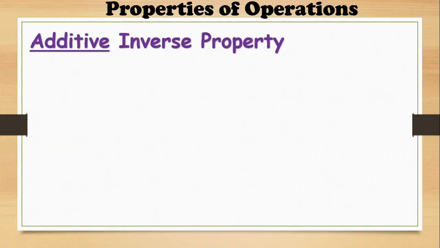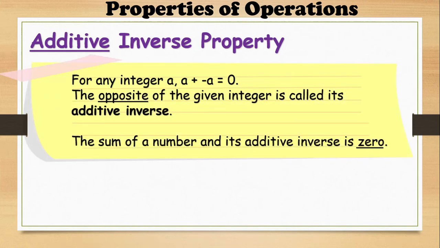Next, additive inverse property. So for any integer a, a plus negative a is equal to 0. So mapansin nyo dun sa integers, yung a, ang inverse property niya ay negative a. So the opposite of the given integer is called its additive inverse. So sa additive inverse, kapag siya ay positive integer, gagawin mo siyang negative. Kapag naman negative integer, gagawin mo siyang positive. So the sum of a number and its additive inverse is 0.